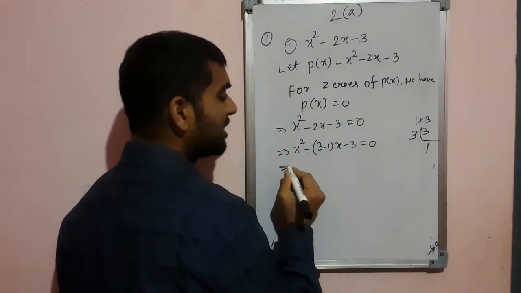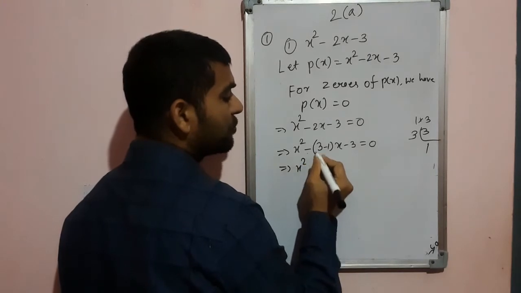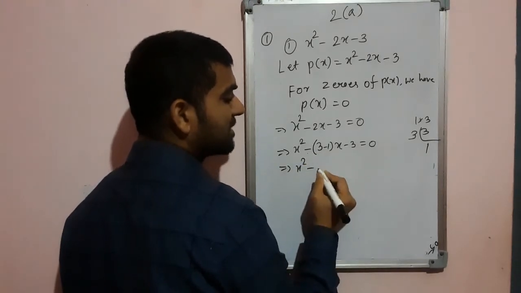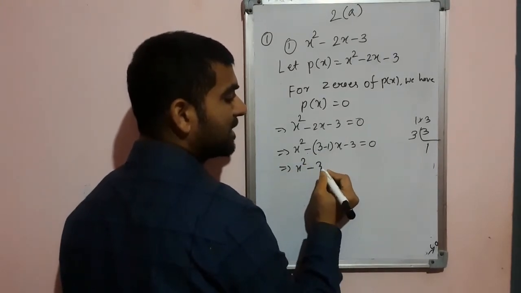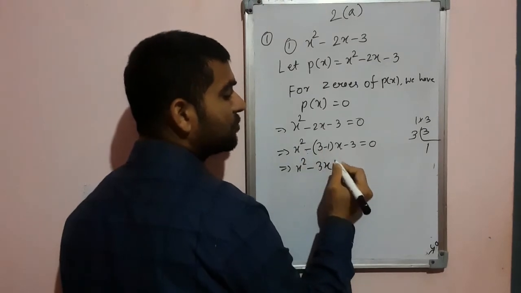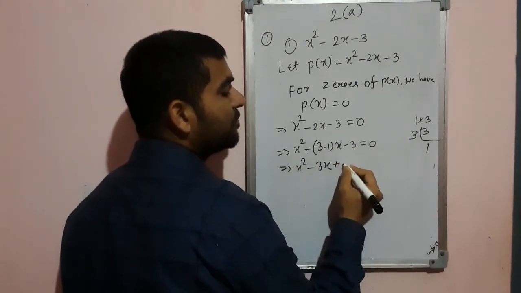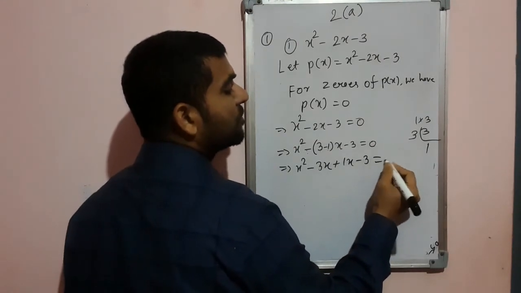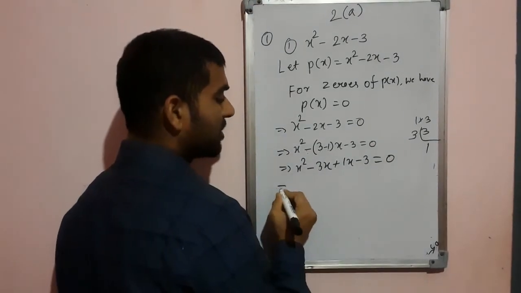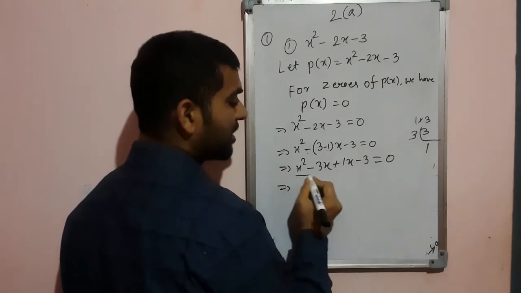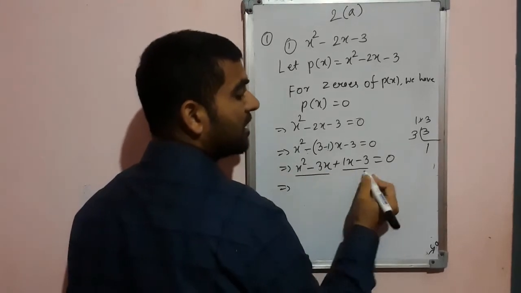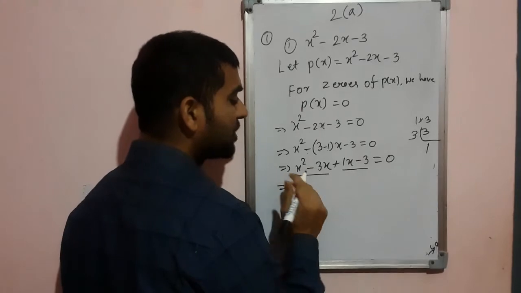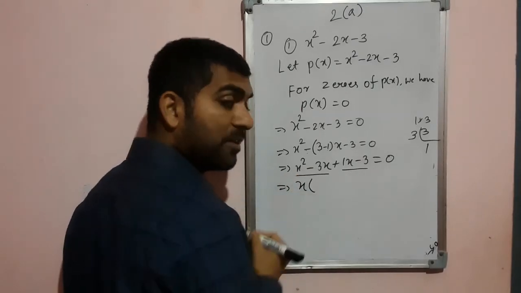Next step, what you will write? x square minus into plus, minus 3 into x. 3 into x will be 3x. Minus into minus, plus 1 into x will be 1x. Minus 3 will be minus 3 equal to 0. Now take the common from the first two terms. We will take common from the first two and another two terms. So what is common in these two terms? x, right? So we will take common x.